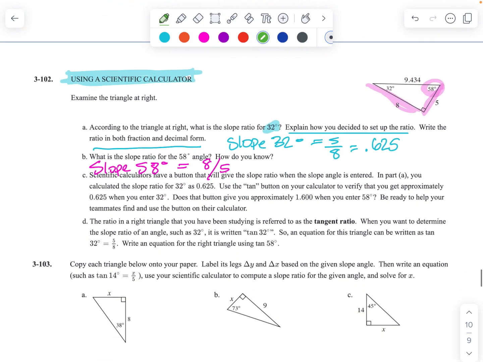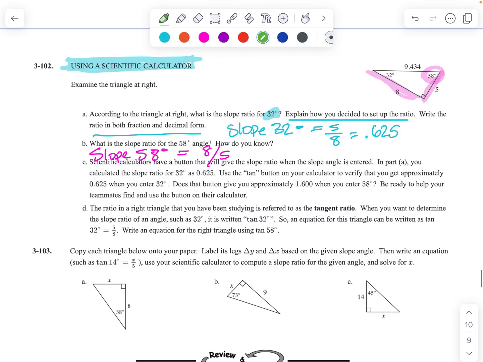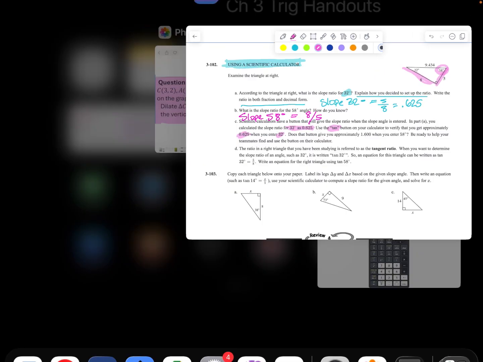Now let's go back to where we were. We were on 102C, and they're saying that scientific calculators have a button that will give us a slope ratio when the angle is entered. In part A, you calculated the slope ratio for 32 degrees as 0.625. Use the tan button, that's tangent, on your calculator to verify that you get approximately 0.625 when you enter 32 degrees. Let's go to our calculator and give that a try.